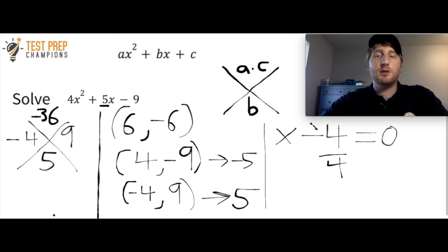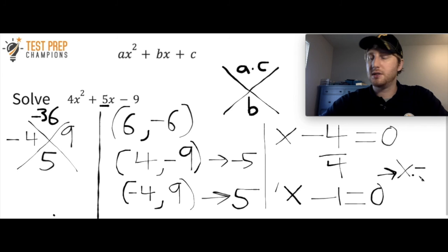And if we do that, 4 divided by 4 is just 1. So I can simplify this as x minus 1 equals 0. Now if I add 1 to both sides, I'll find that one solution here is x equals positive 1. All right, which is exactly what I want.